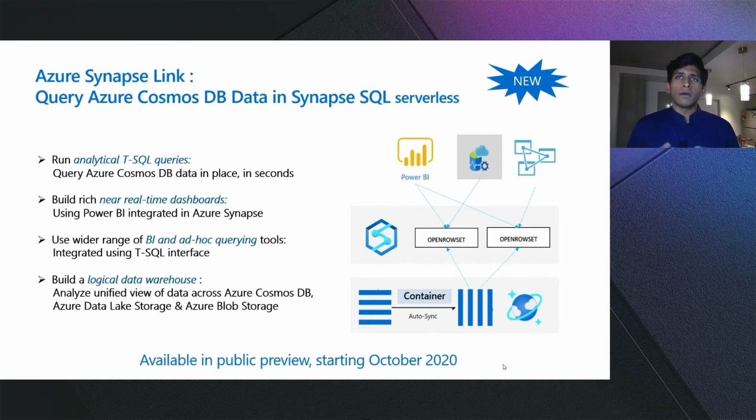It's not just Power BI, but you can connect to a wide range of BI reporting and ad hoc querying tools using the well-supported T-SQL interface. Another very cool capability that is now unlocked is the ability to build a logical data warehouse where you can create and analyze a unified view of data across Cosmos DB, Azure Data Lake Storage, and Azure Blob Storage without having to move data into managed tables. We've seen great response during the gated preview and are looking forward to seeing and learning more about how you adopt this cool HTAP feature in your architectures.